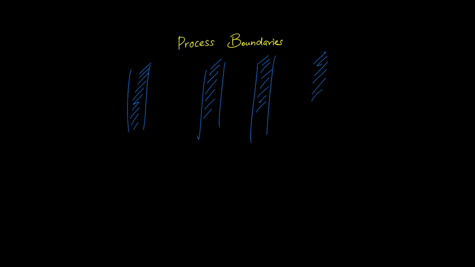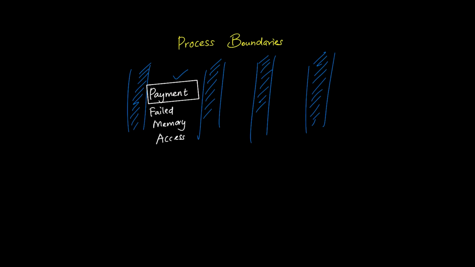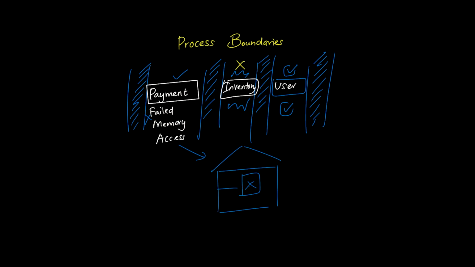Process boundaries provide bulletproof fault isolation in microservices architectures. Each microservice runs in its own process with completely separate memory space. When one service crashes due to a null pointer or memory corruption, it's like a fuse blowing in one room while the rest of the house stays powered. The crashed process simply disappears, but other services continue running unaffected.